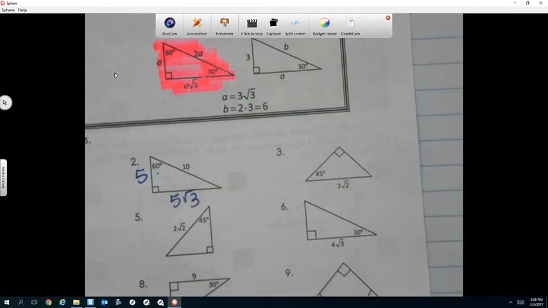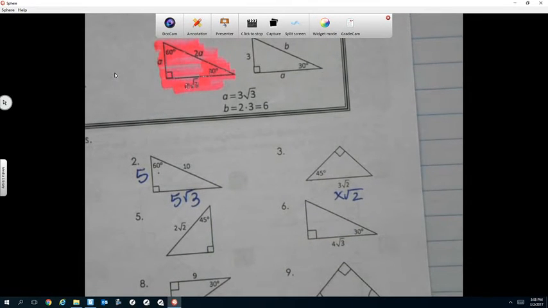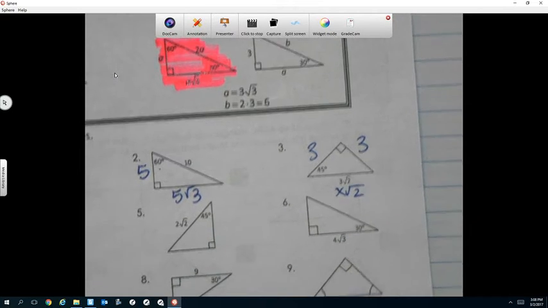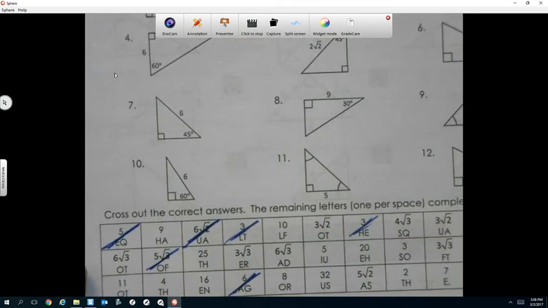All right, number 3, 45, 45, and it's in that form of x square root of 2, so automatically we know the leg is 3. And we're crossing out both 3's because both legs are the same. So we cross out the 3 on LT and the 3 on HE.